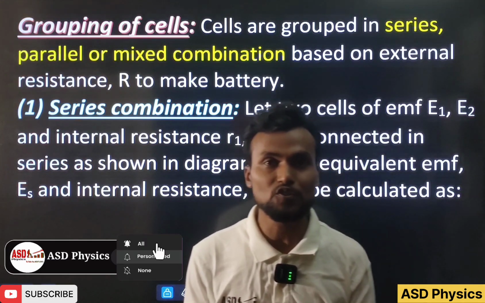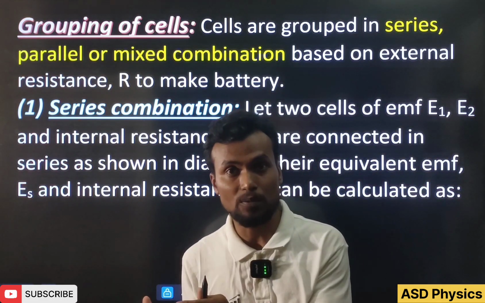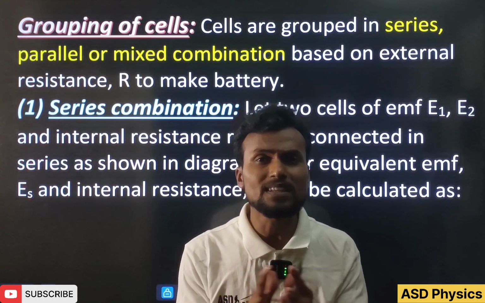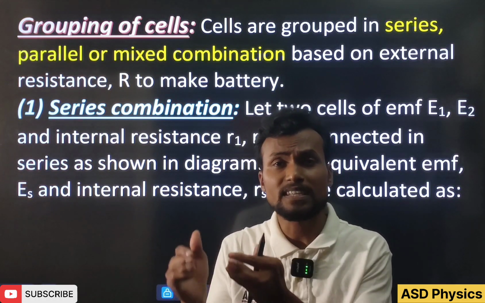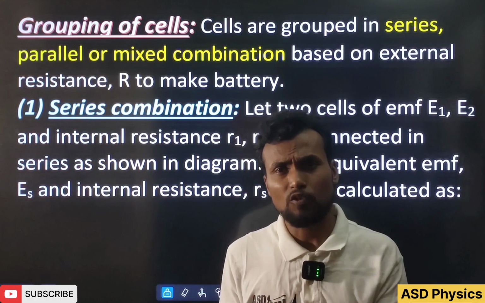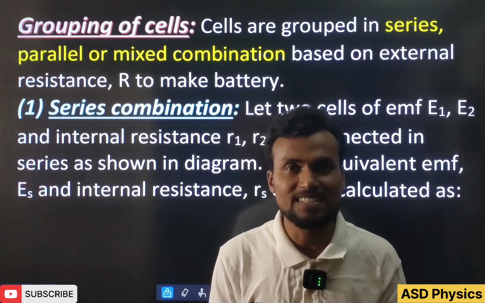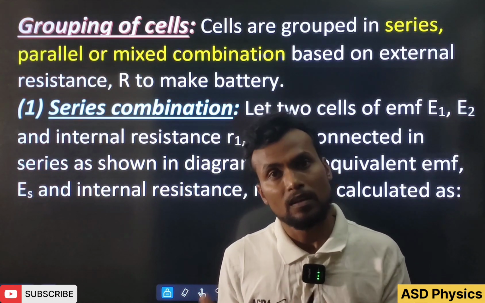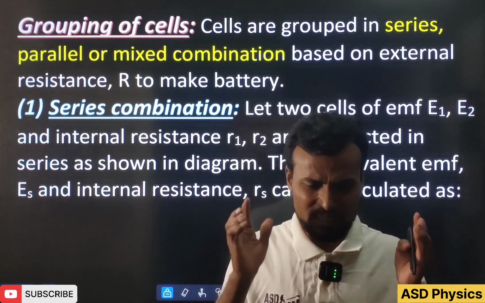So students, in this video we are going to learn the grouping of the cells, and here we are going to see series combination, parallel combination, mixed combinations and questions based upon that. But the question arises, what is the cell? Remember that a cell always converts chemical energy into electrical energy. But depending upon our requirement, a number of times we have to connect the cells to make the battery. So all these things we are going to learn, how to make the battery depending upon the external resistance situation. Okay students, so let's start the video and let's learn all these important things.